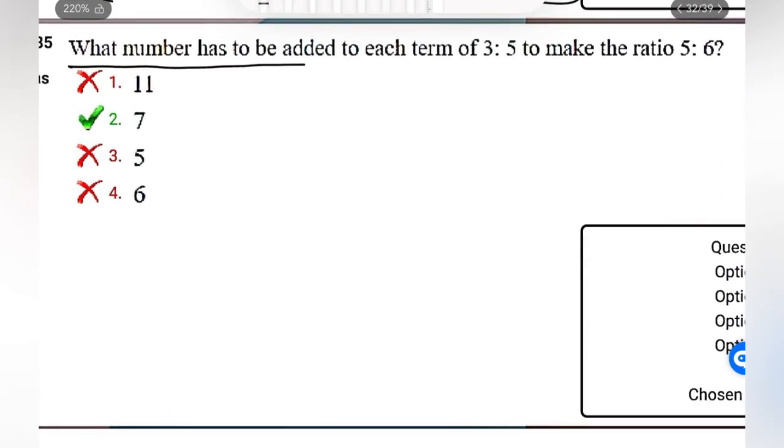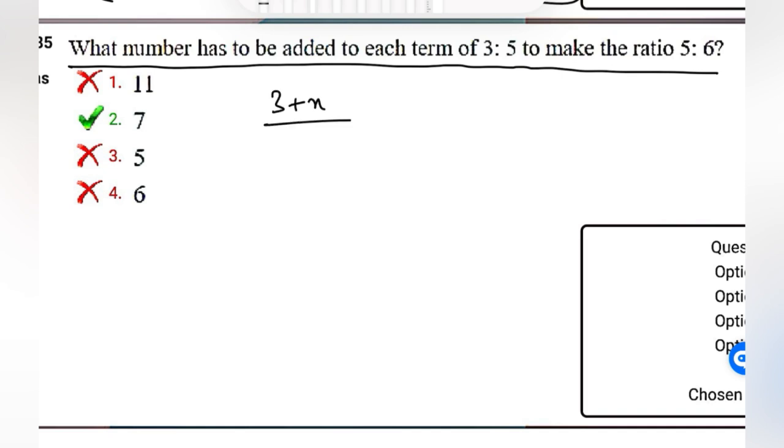What number has to be added to each term of 3:5 to make the ratio 5:6? Let's take x. Adding x to 3 and 5, and the ratio is 5/6.